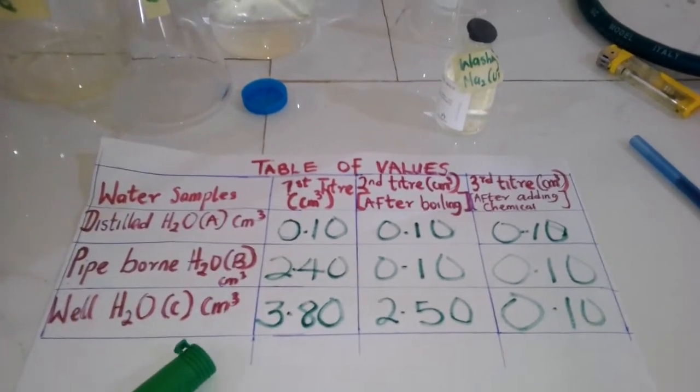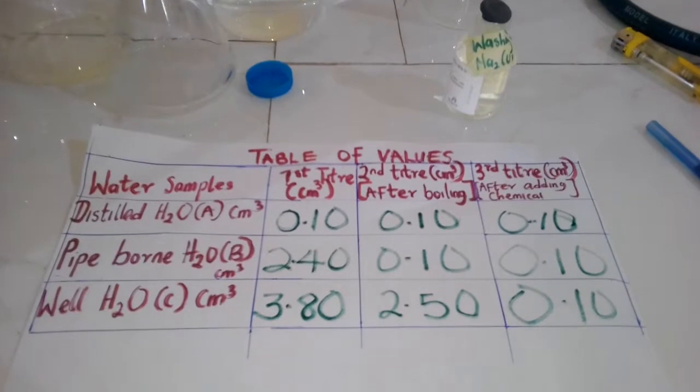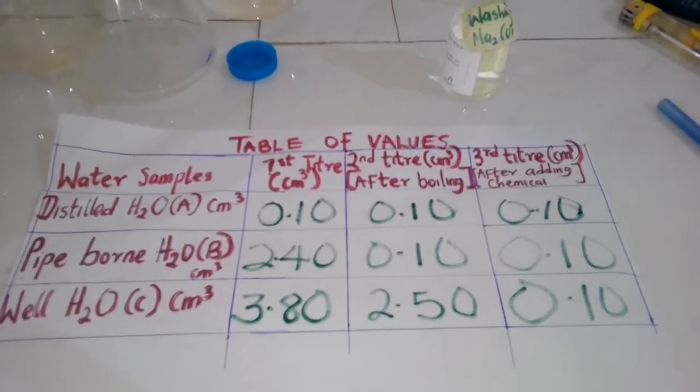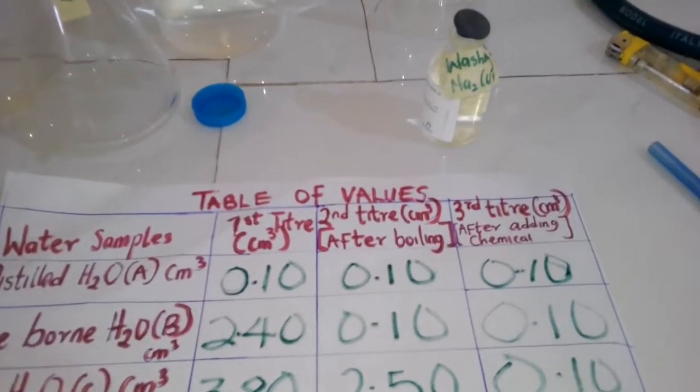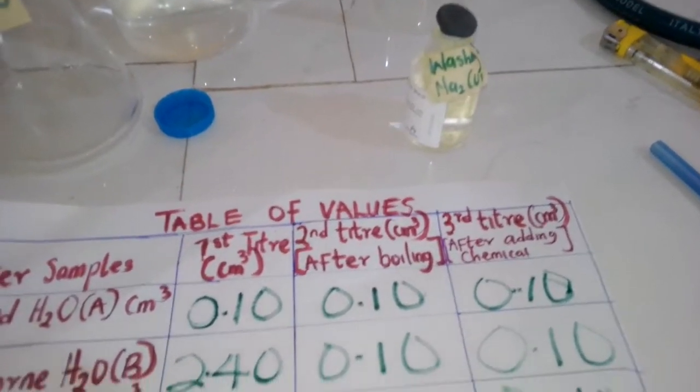The permanent hardness can be removed by adding chemicals such as aqueous sodium trioxocarbonate(IV), which is also known as washing soda, or by adding slaked lime.